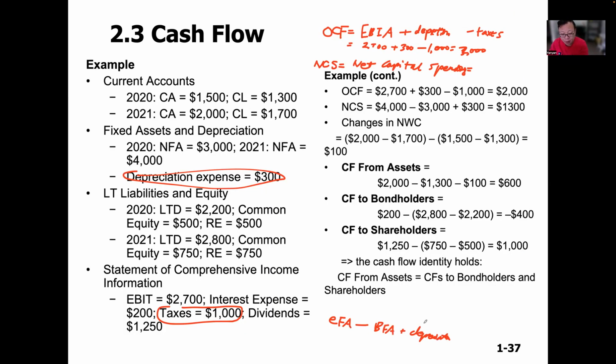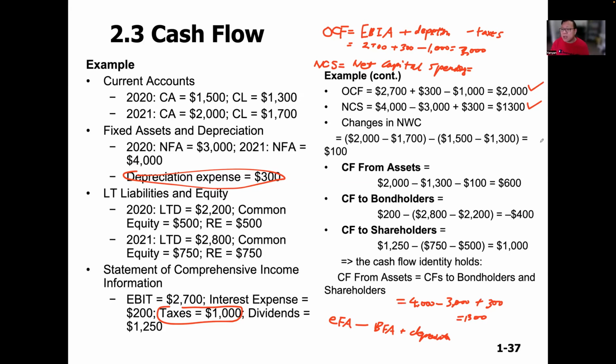So what is the ending fixed asset? The ending fixed asset would be here, 4,000. And, okay, beginning fixed asset. Beginning fixed asset is 3,000. Depreciation, that is 300. So we got 1,300. Bingo. Yeah, bingo. This is correct.